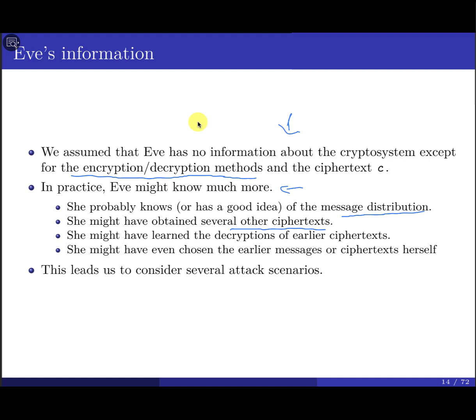She might have, for example, learned the decryption of earlier ciphertexts, because again, she monitors the system. We're going to see how she knows that. She might have, for example, ciphertexts from C1 up to CN, or let's say 100 ciphertexts. After that, she knows that the plain text associated with this ciphertext is M1, and so on. She might also be choosing the earlier messages or the ciphertexts herself.